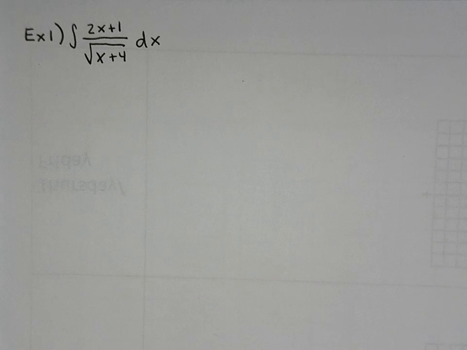Okay? And so an example of this would be like the integral of 2x plus 1 over the square root of x plus 4 dx. And we know this is a u-du substitution problem because there's no manipulation that we could take to turn this into a power rule as it currently exists. And so we're going to be looking for what would be our u.